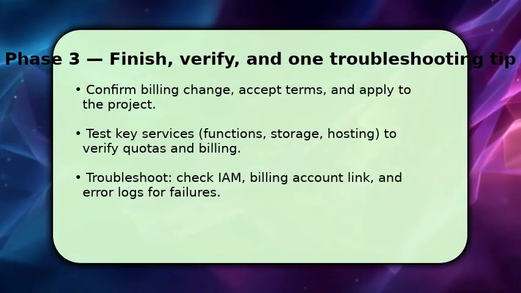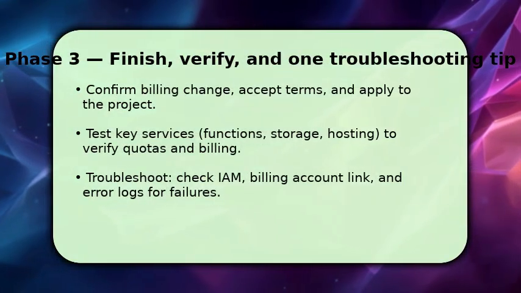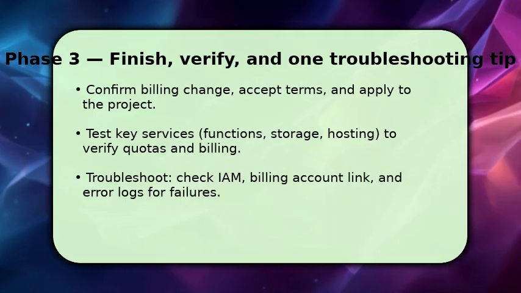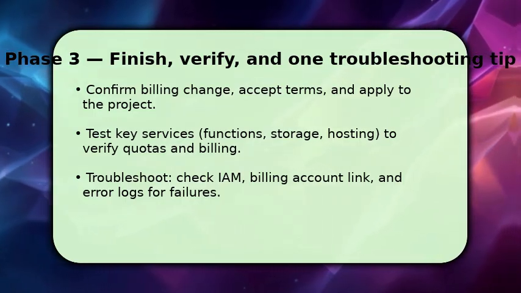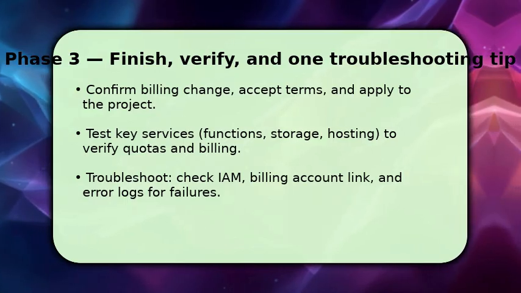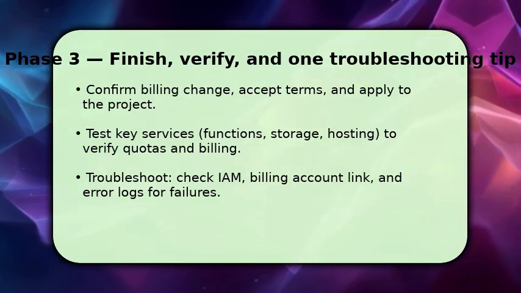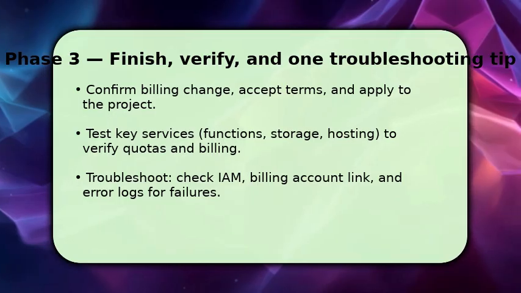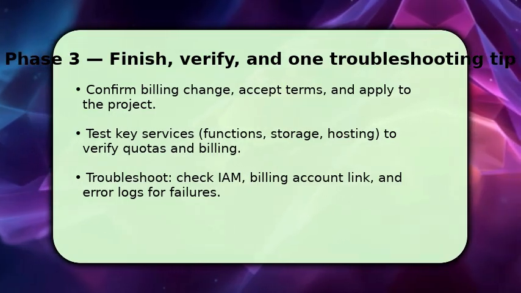You finish by confirming the billing change, accepting the terms, and applying it to the project. Expect a short processing delay. Once applied, test critical services. Deploy one function, upload a storage file, and trigger an auth flow to verify quotas and billing are active.